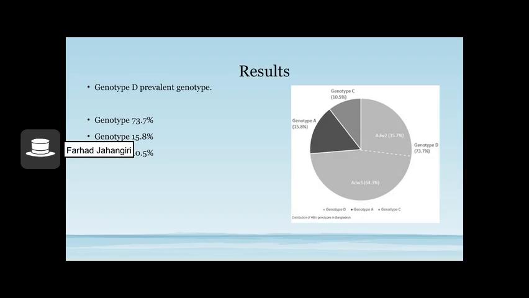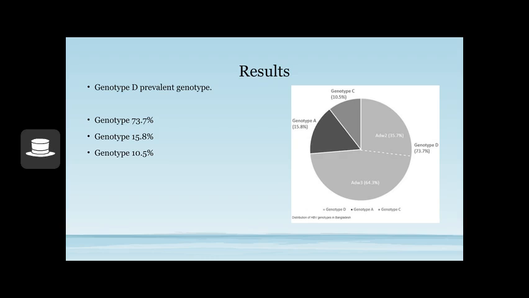Results: Genotype D is the most prevalent genotype in Bangladesh. A total of 54 samples were observed HBs antigen positive. Among them, 19 samples were randomly selected to be analyzed by PCR and then nucleotide sequencing.